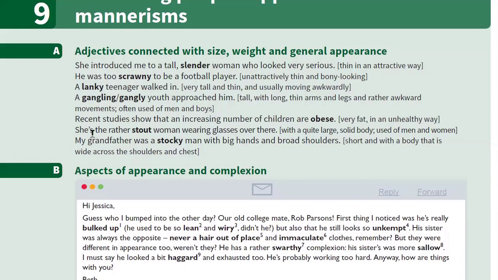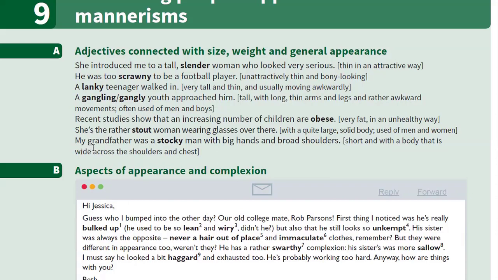Next sentence. She's the rather stout woman wearing glasses over there, with a quite large, solid body, used of men and women. So for both men and women you can use it, and it means that a person has a quite large, solid body. The word is stout.